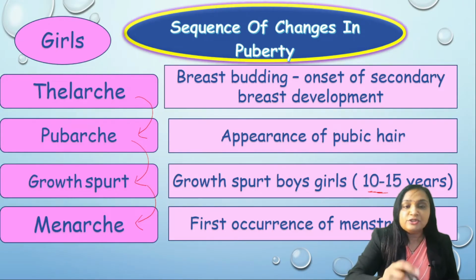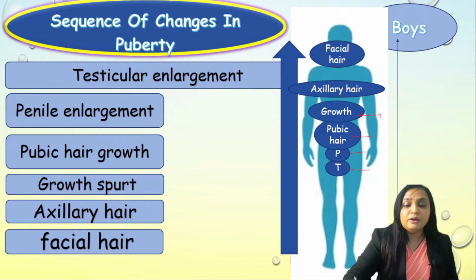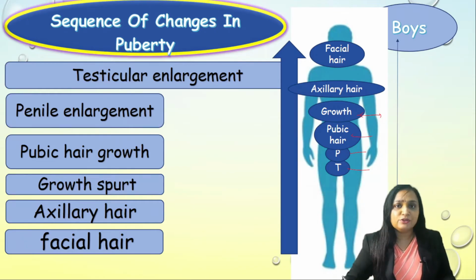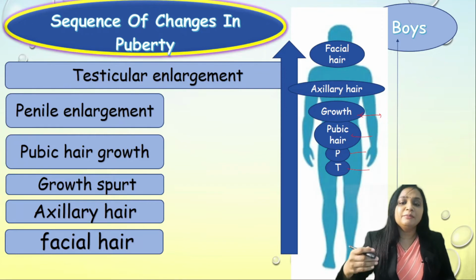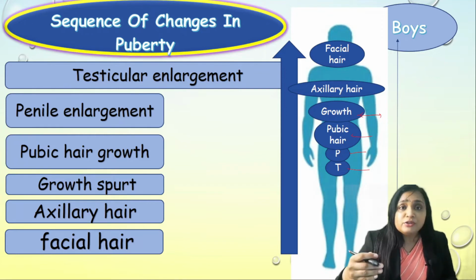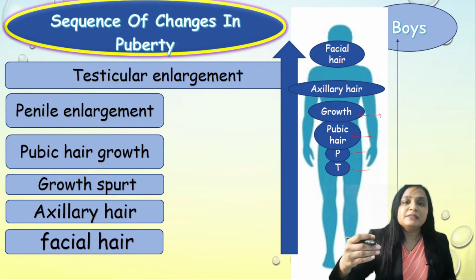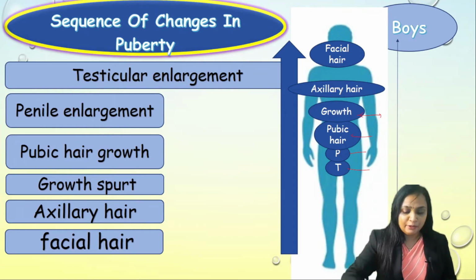Just for a revision, for girls it is thelarche, pubarche, growth spurt and menarche. For boys it starts from the bottom. First of all, testicular development, penile development, pubic hair growth, general growth spurt. After that there will be axillary hair growth, and then the development of facial hair.